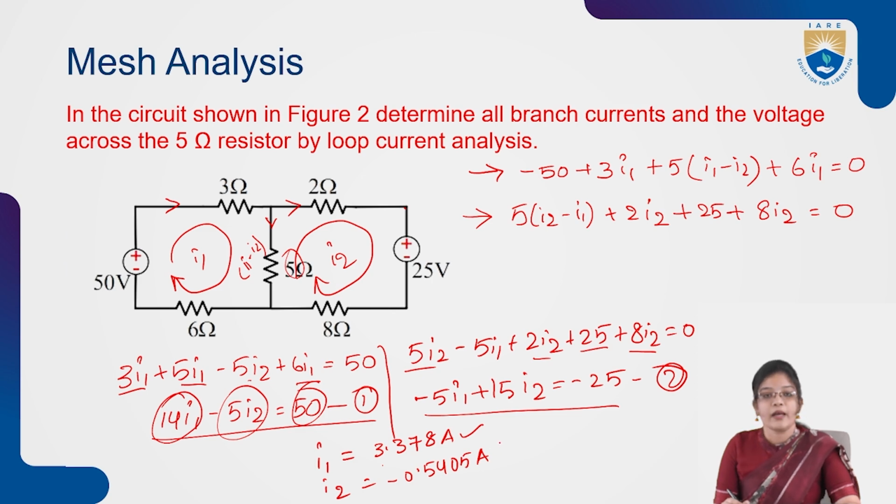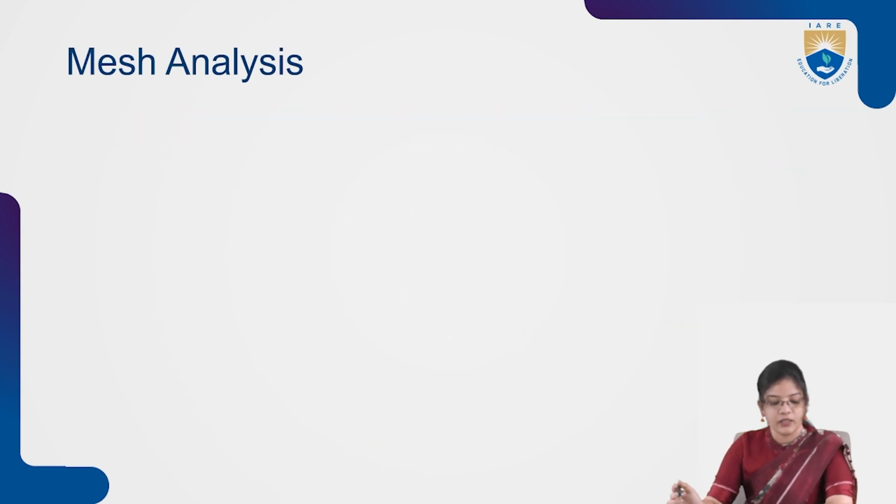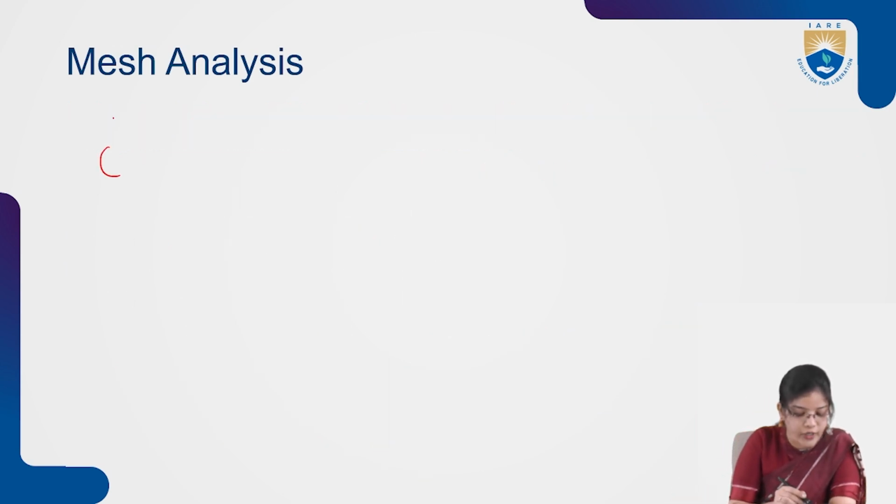I have already mentioned that we have to take at least 3 decimals after the point, so here I have taken 378 and 540. So the value of I1 is 3.378 and I2 is minus 0.540 amperes. Now in the question they have mentioned that we have to calculate all the branch currents and the voltage across the 5 ohms resistor. Before calculating the voltage across the 5 ohms resistor, first we have to calculate the current across the 5 ohms resistance. The current across the 5 ohms resistance will be I1 minus I2.